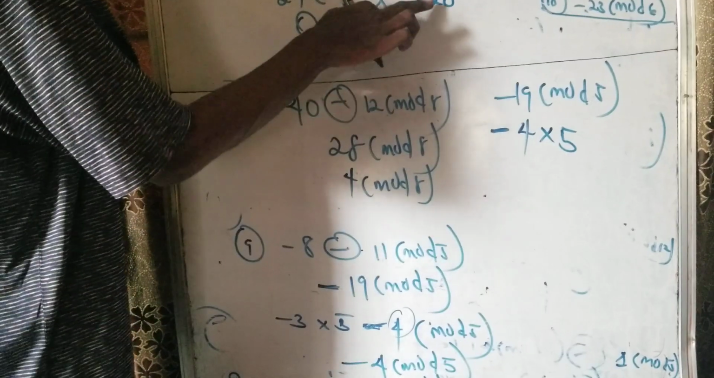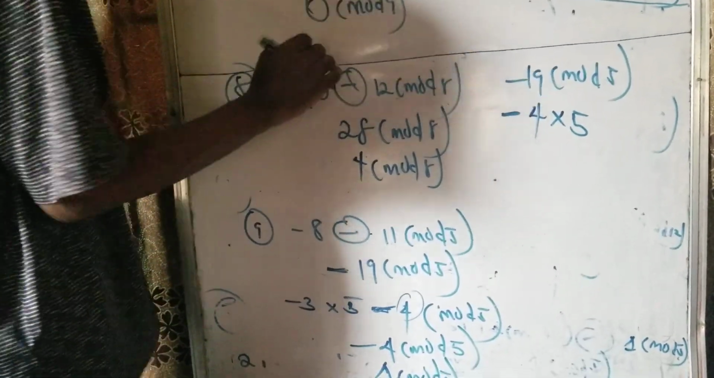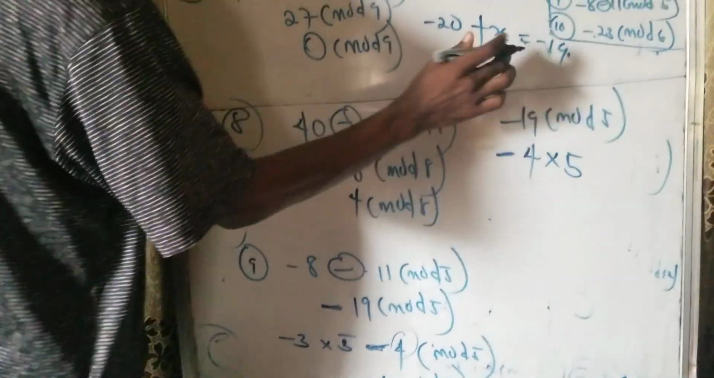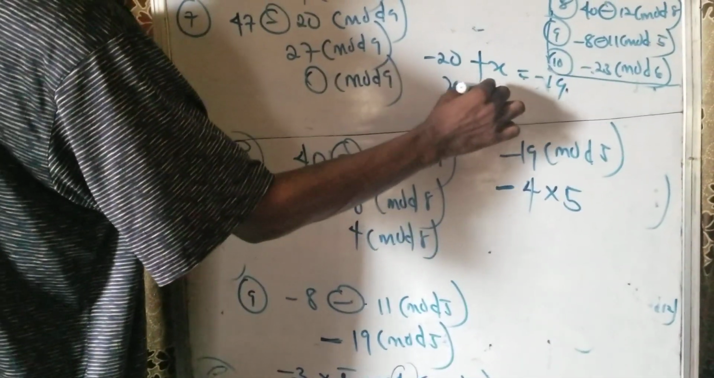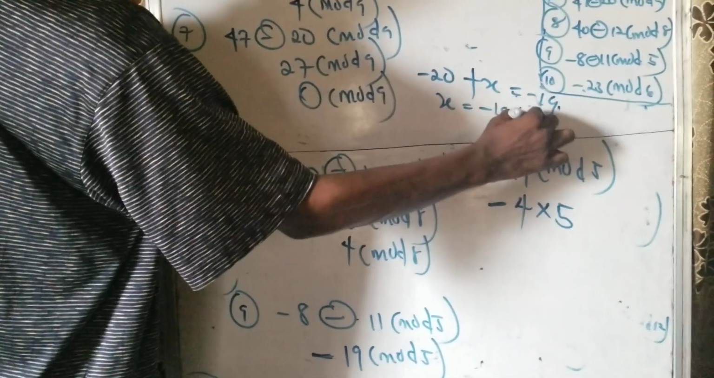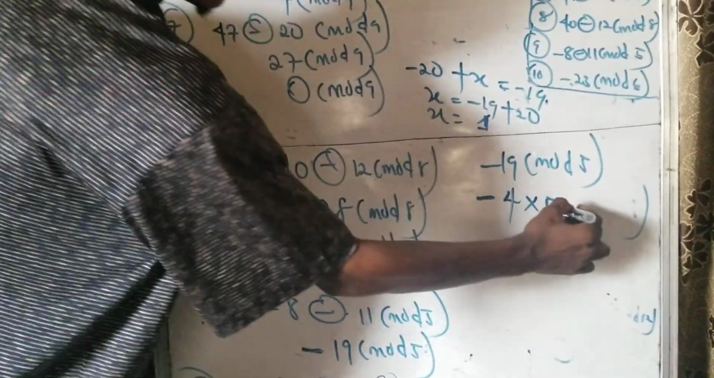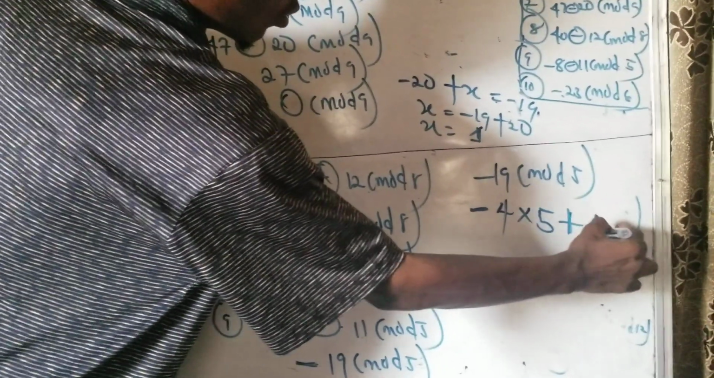Minus 20. Minus 20 plus what will give me minus 19? So that is minus 20 plus x, I don't know the x, equals minus 19. So I'll look for the value of x. So x will be equal to minus 19 plus 20. So what's x here? x will be 1. So here there will be a remainder of plus 1 mod 5.